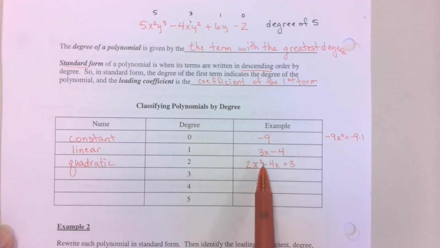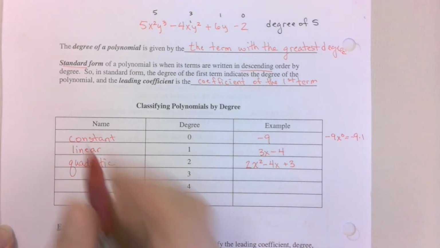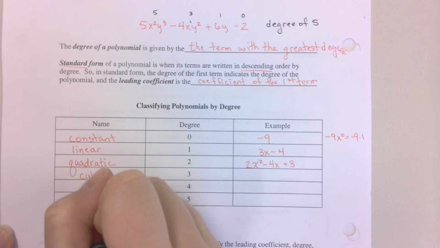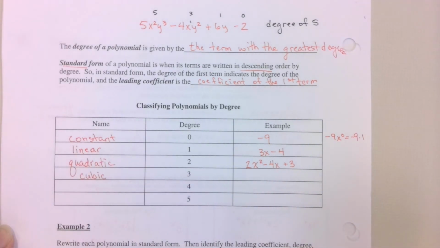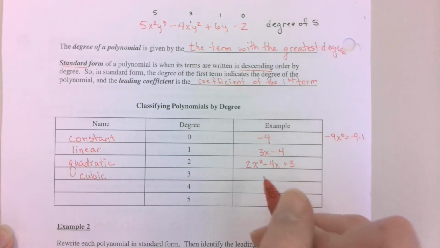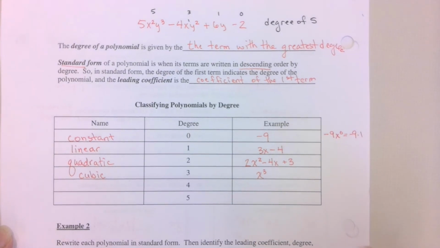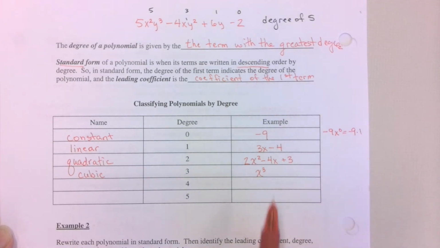So since the highest degree is 2, this would be a quadratic, and if you want, trinomial. All right, degree of 3, something we should know, we call that cubic. So another term we're familiar with. Degree of 3, as long as I have x to the third, and that's my highest degree, then I would have a cubic polynomial, in this case a cubic monomial.